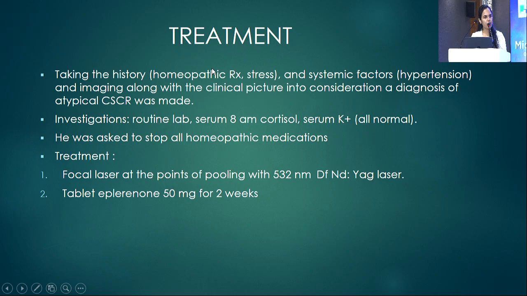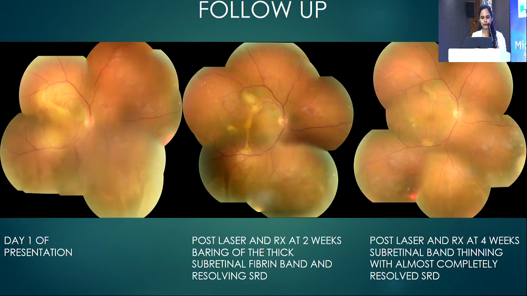His routine lab for uveitis was also performed, and serum 8 AM cortisol was also done. Serum potassium was done, which was all within normal limits. He was asked to stop all homeopathic medications. Focal laser to the points of leakage was done, and tablet eplerenone 50 milligrams once a day for 2 weeks was started. So you can see the follow-up of this patient.